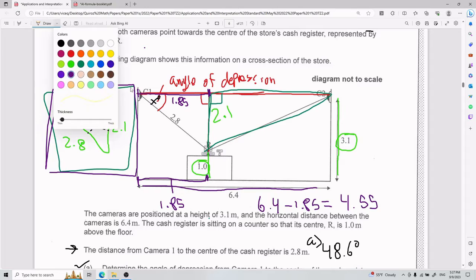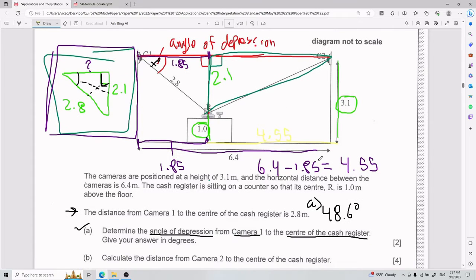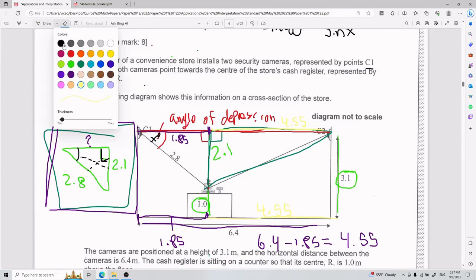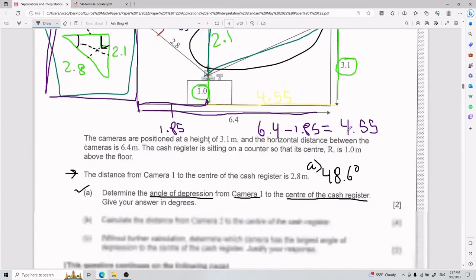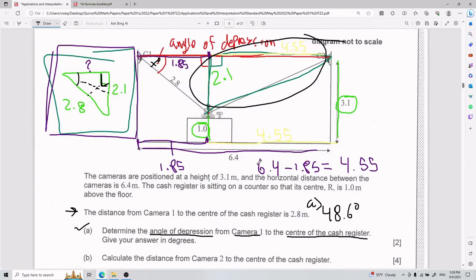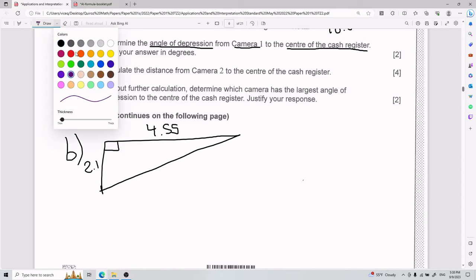And so this distance here that I'm going to put in yellow, this is 4.55. If that is 4.55, that means that up here, I also have 4.55. I'm getting somewhere. And so now suddenly, I have this triangle that I'm going to draw out. I have some space down here, so I'm going to do part B. Suddenly, I have a triangle that looks like this. I have 4.55, 2.1, and 90 degrees here. And what do I need to find? I need to find the distance that I'm now putting in red.